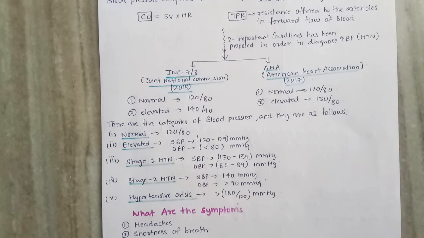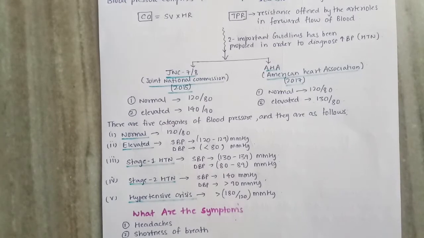But according to the American Heart Association as well as the Indian guidelines, a patient is diagnosed as hypertensive when the reading comes out to be 130 by 80 mm of Hg.